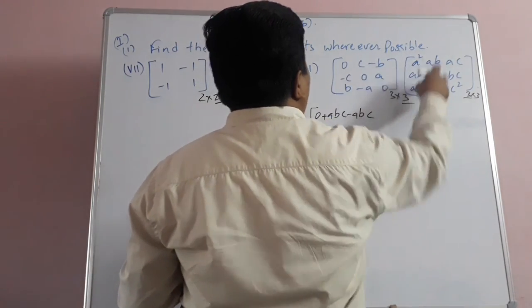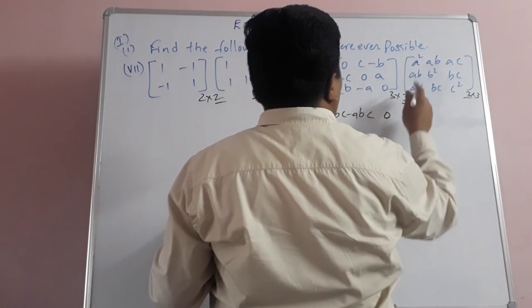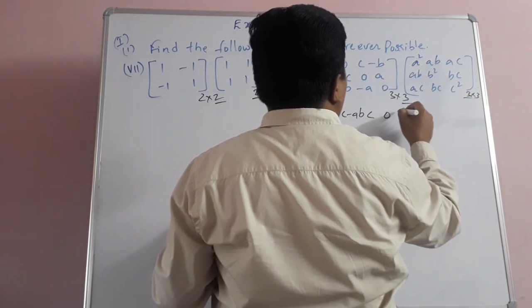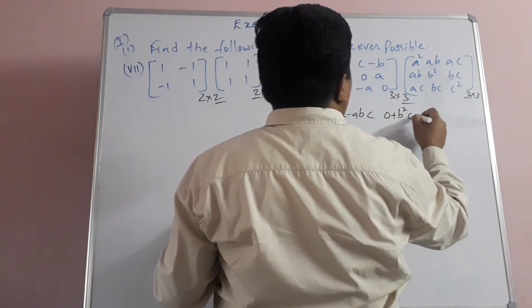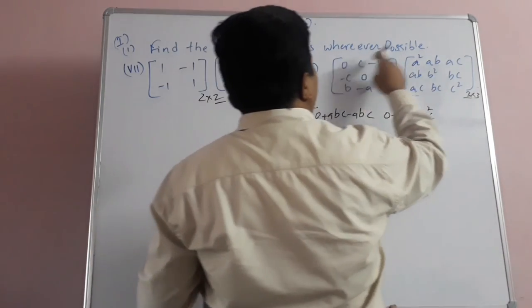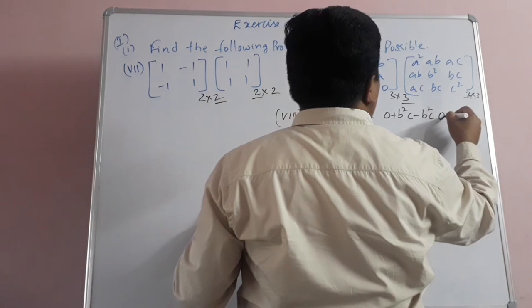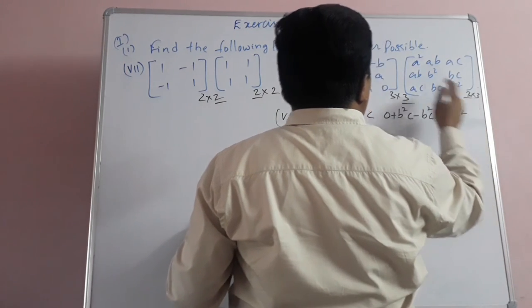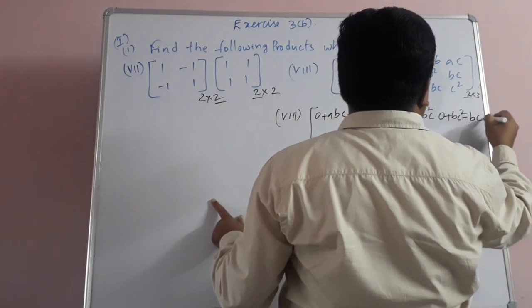Now first row, second column, children. 0 into AB is 0. C into B square is B square C, plus B square C, minus B into BC, that is minus B square C, plus into minus is minus. Now first row, third column. 0 into AC is 0. C into BC is BC square, so plus BC square, minus B into C square, so that is minus BC square.